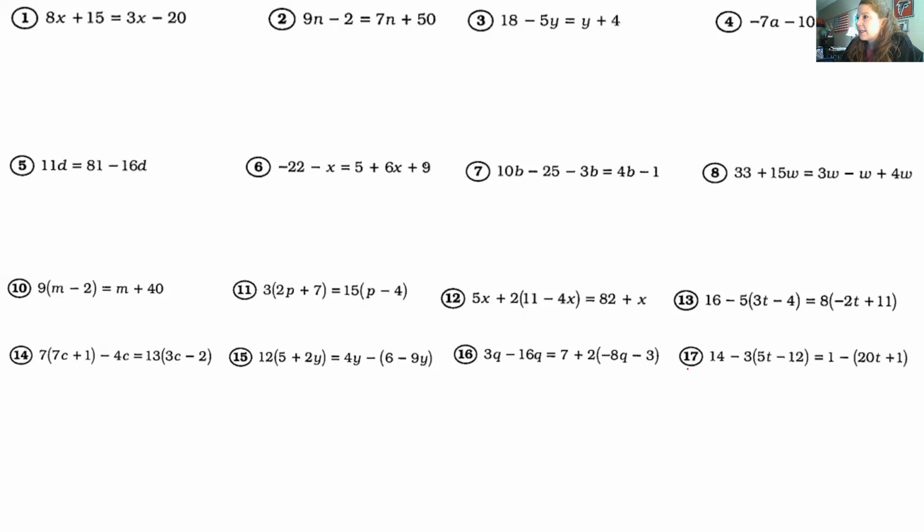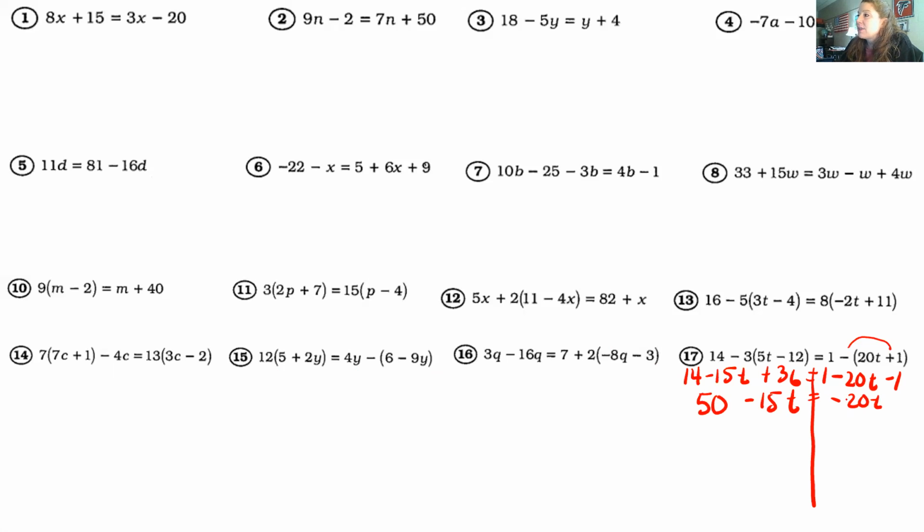All right, number 17. 14 minus 15t plus 36 is equal to 1 minus 20t, and then -1 times +1 is -1. So now on the left side, we're going to combine 14 plus 36. That would be 50. Minus 15t equals, here we have 1 minus 1, which is 0. 1 minus 1 is 0, so we're going to bring down -20t.